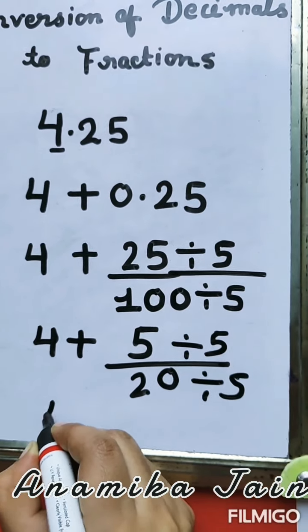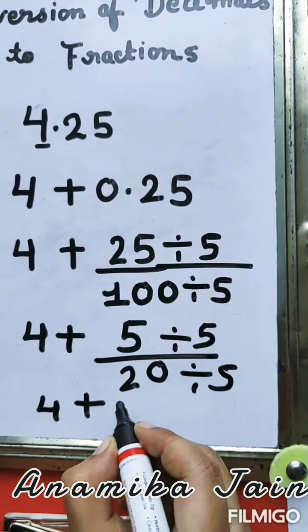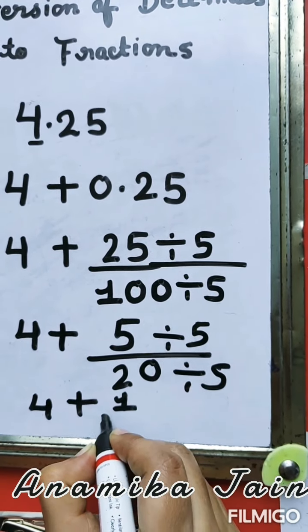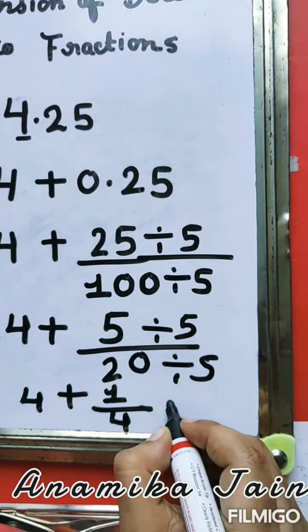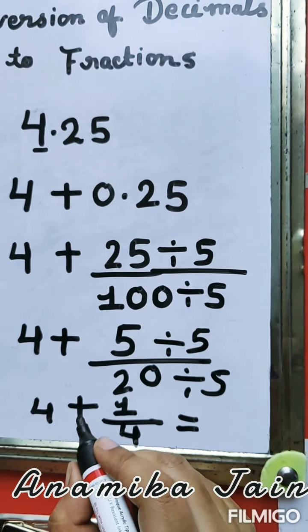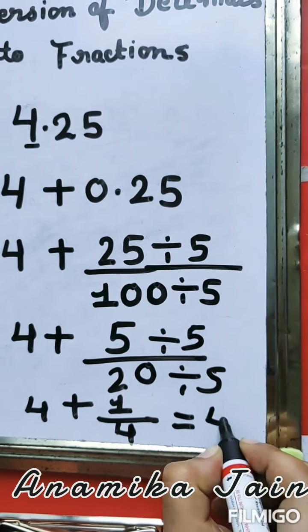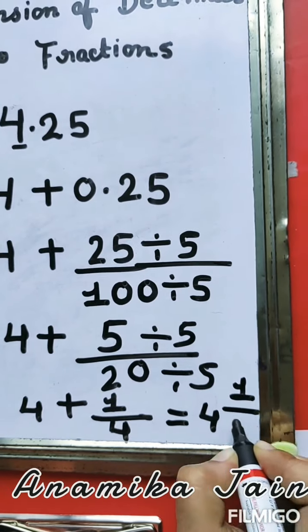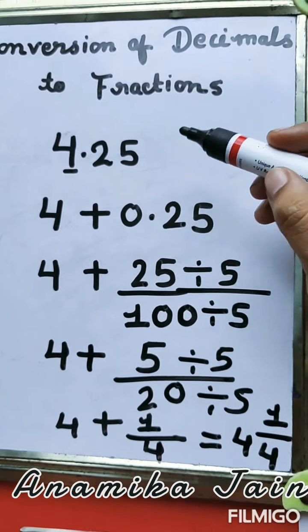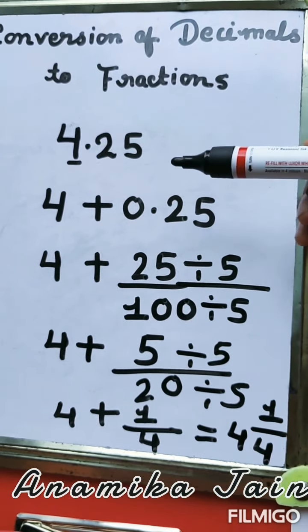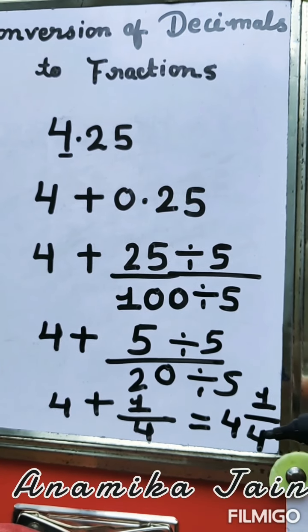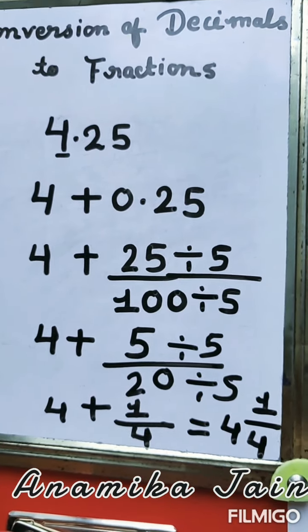So it will be 5 ones are 5 and 5 fours are 20, and we can write 4 plus 1 by 4 as 4 whole 1 by 4. So this is how you can convert a mixed type of decimal into its simplest fractional form.